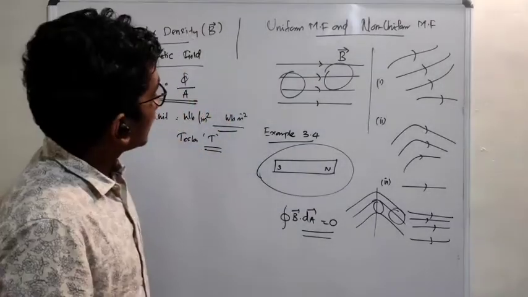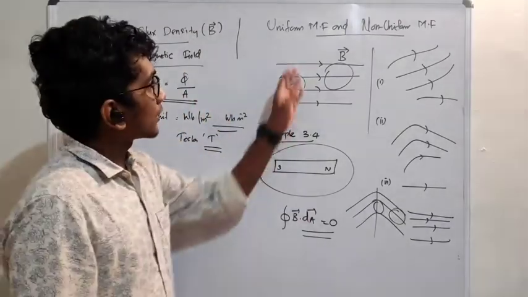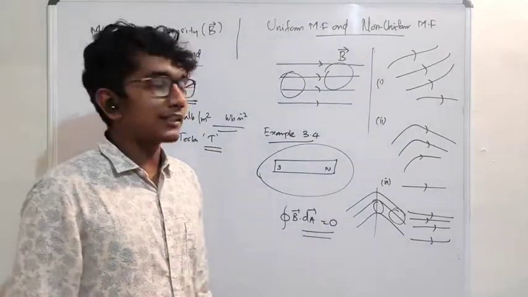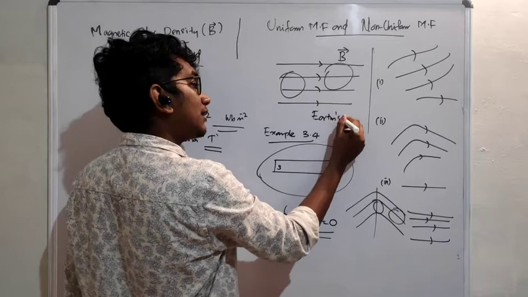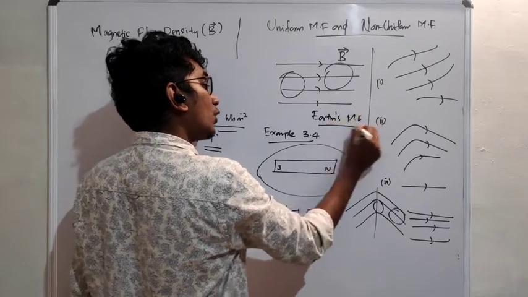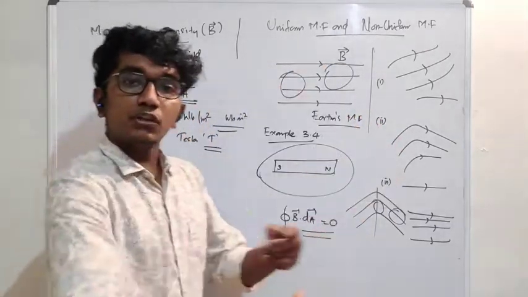Okay. And next one, this is what uniform and non-uniform magnetic fields are. One of the examples is Earth's magnetic field. Earth's magnetic field at a local area will be uniform.